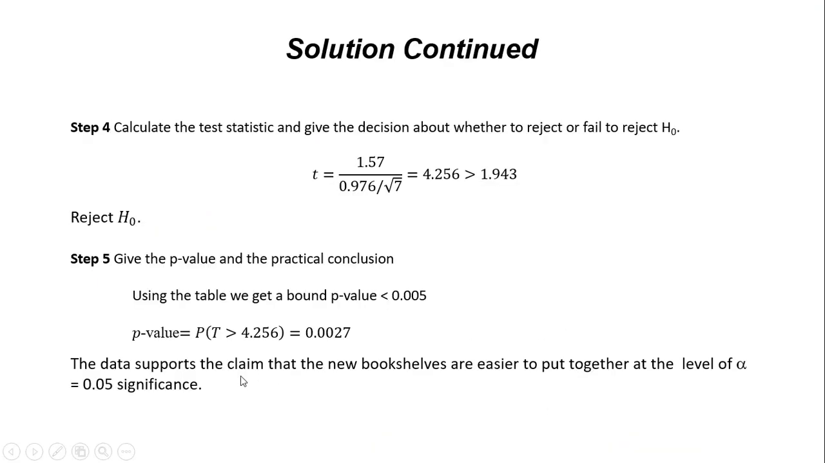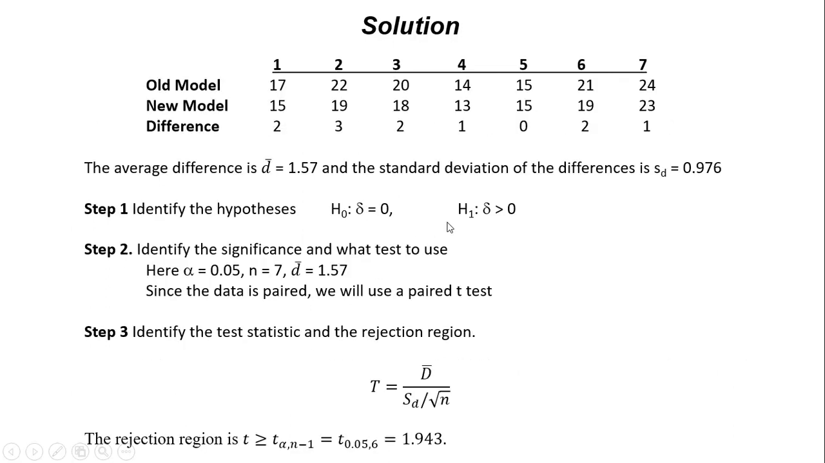So to summarize, we could say the data supports the claim that the new bookshelves are easier to put together at the level of alpha equals 0.005. All right, so remember, we're rejecting the null, so the data does support that this delta is greater than 0, which in turn implies the new models do take less time to put together.